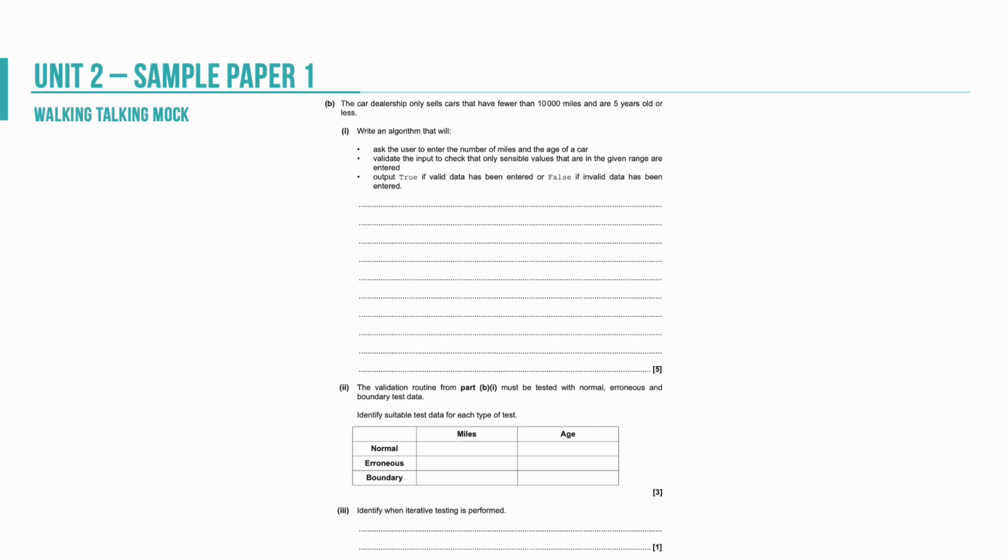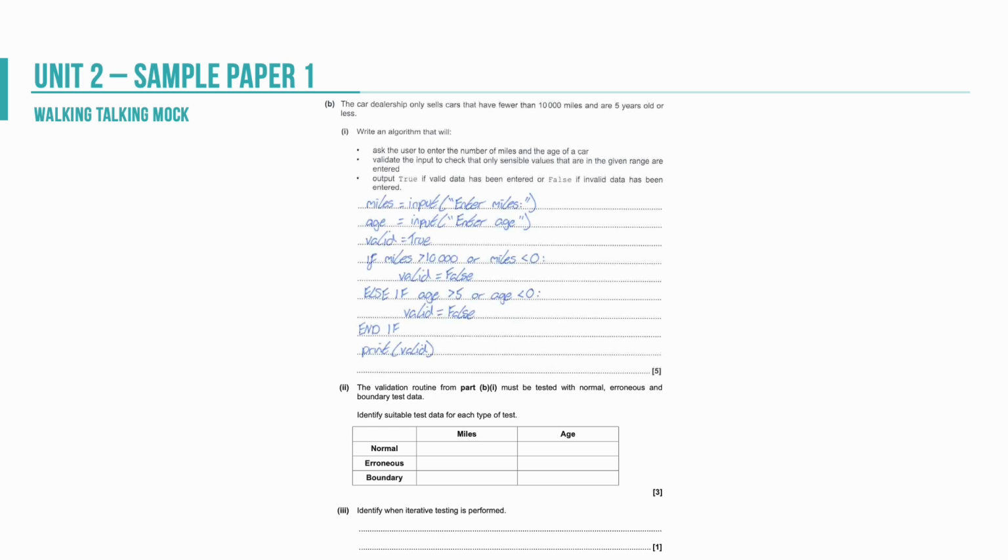So if you can't do the whole question, make sure you do attempt at least the basis of the earlier bullet point. So I've got miles equals input, enter miles, and then I've done the same for age. So I'm going to get 1 out of 5 just for doing that. I'm going to assume that valid is set to true. I'm going to set it at true to start with.